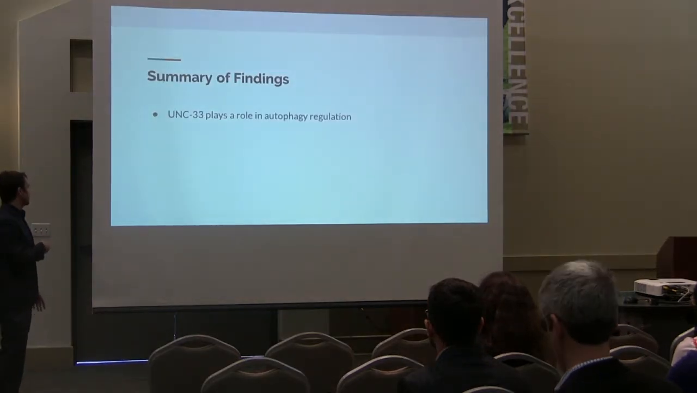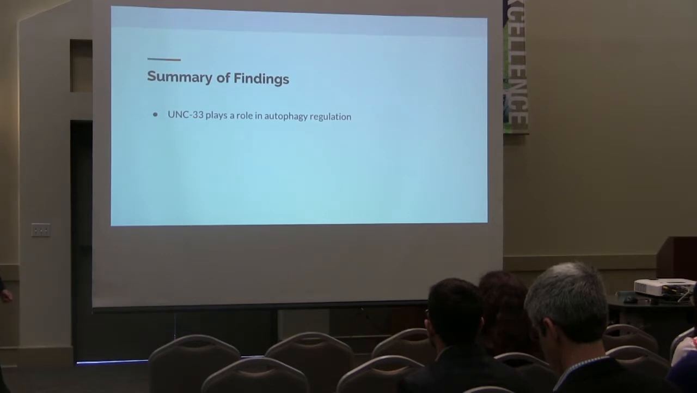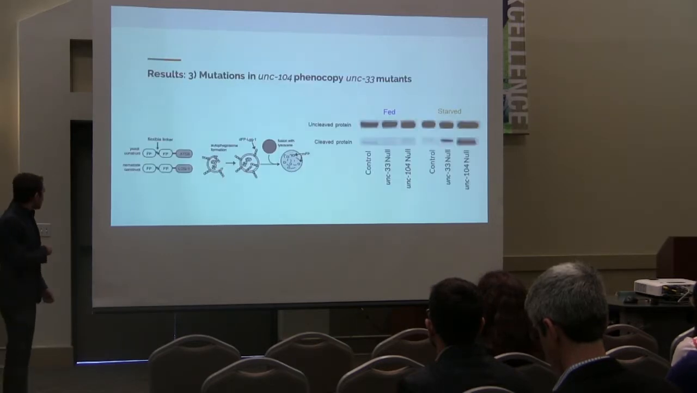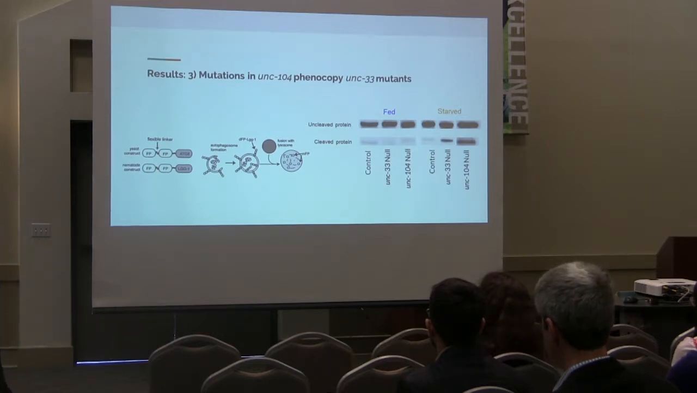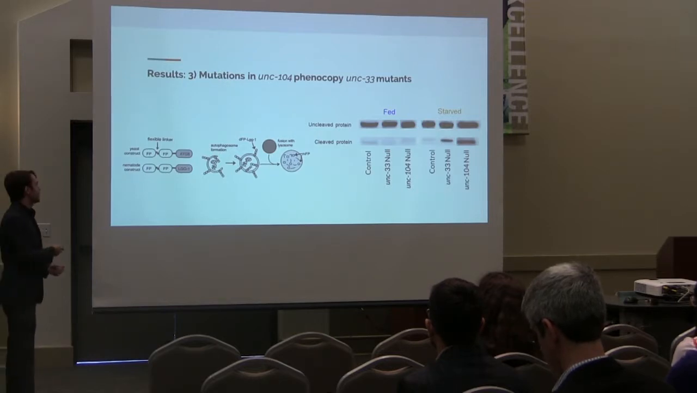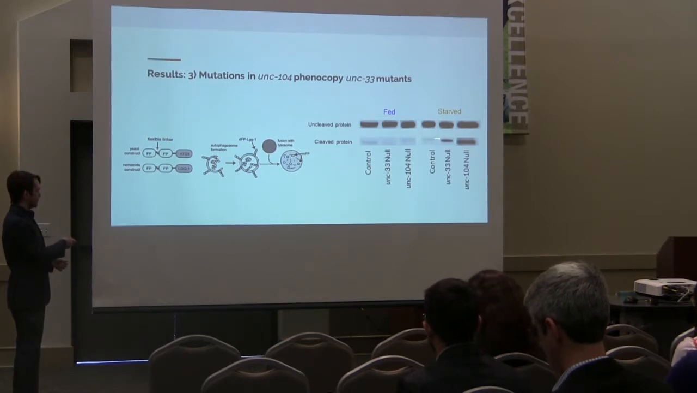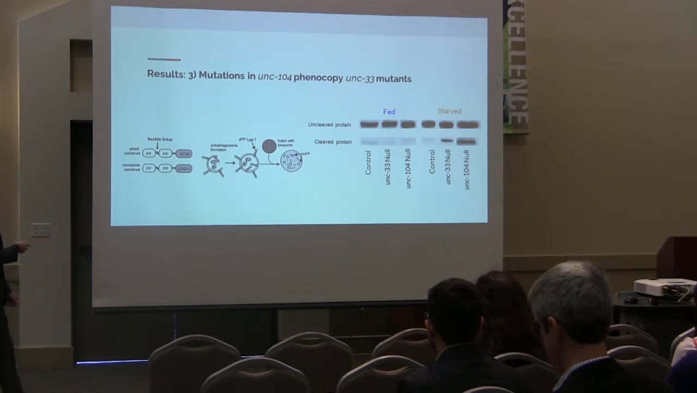So a quick summary of what we've talked about so far is that UNC33 is playing a key role in autophagy regulation. What we then looked at is the UNC104 mutants, because if you remember, I mentioned that trafficking is essential to this process. So we wanted to see what happens when you have issues with motor proteins. We have the same idea here, except now we're looking at a UNC33 null or a UNC104 null, again with the uncleaved protein, this full construct, and the individual monofluorescent units. And we see the same increase in the monofluorescent protein units compared to the uncleaved protein in the UNC104 nulls that we see in the UNC33 nulls.